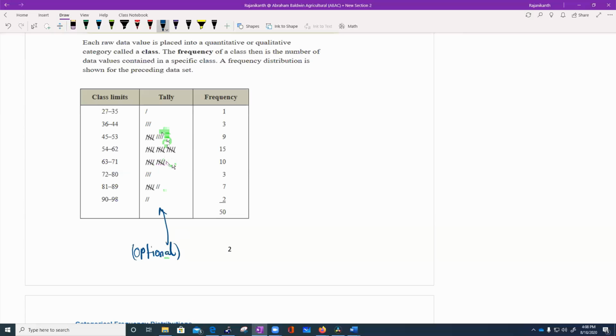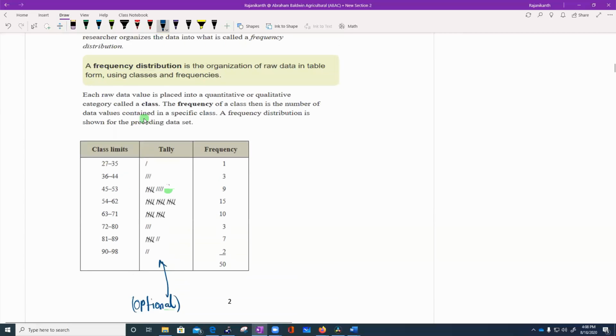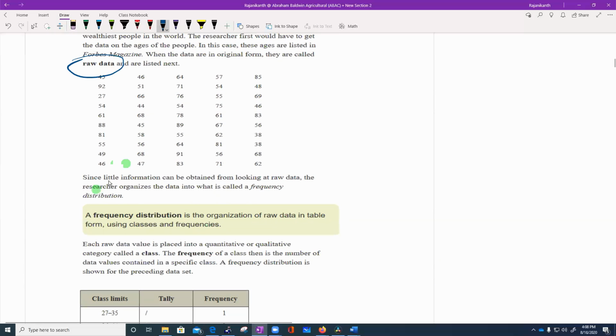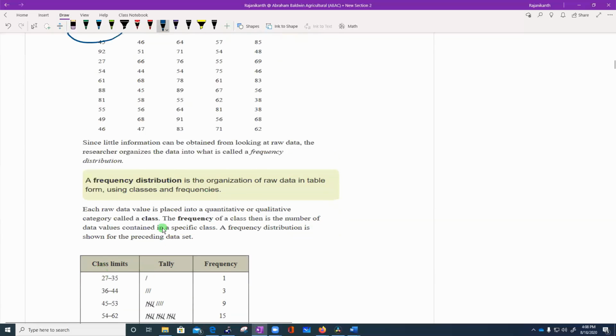By looking at the tally, you will count how many lines there are, and one by one you have to put one tick for one data value, or one line, whatever you want to call it. So for 27 to 35, you are counting one by one: how many data values are between 27 and 35?